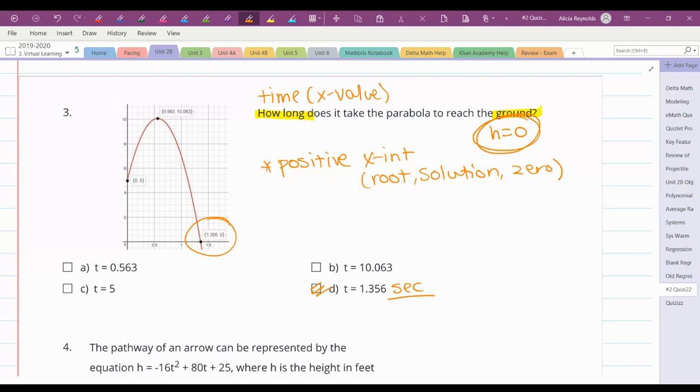We're going to do the rest of these in another video because I'm going to have Desmos up on the screen as well. So for 1 through 3, anytime we're looking at a graph, our initial height is the y-intercept. Our maximum height is the y value of my vertex, and how long it takes to hit the ground is the positive x-intercept.